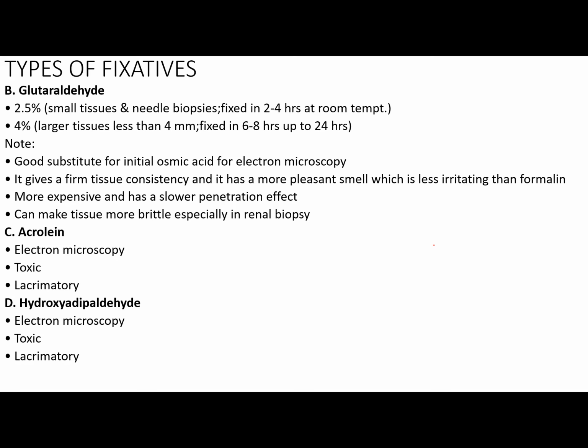Then if it's larger tissues naman class, you are going to use 4% glutaraldehyde. Larger tissues less than 4 millimeter. Fix in 6 to 8 hours up to 24 hours. Now glutaraldehyde class is a good substitute for initial osmic acid for EM. It gives a tissue consistency and it has a more pleasant smell which is less irritating than formalin.